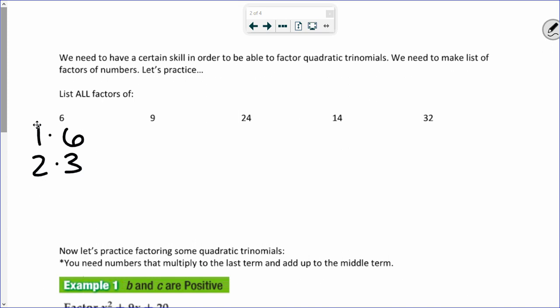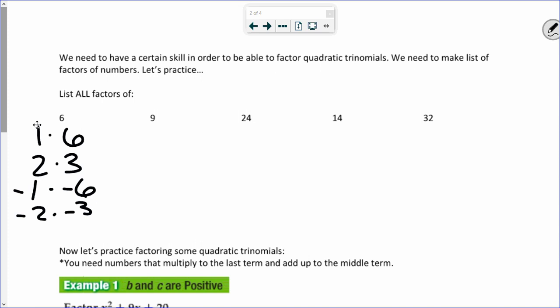Right? And we also talked about this morning, and this will come up in the lesson, we have negative factors of 6. Negative 1 times negative 6. That multiplies to positive 6. We can do the same thing with 2 and 3. Negative 2 and negative 3 multiply to positive 6.